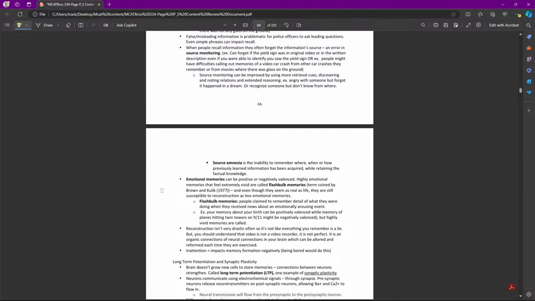So, emotional memories can be positively and negatively valenced. Highly emotional memories can feel extremely vivid and are called flashbulb memories. Even though they seem real as life, they are still susceptible to reconstruction and are less accurate than they feel. With flashbulb memories, people claim to remember details of what they were doing when they received news about an emotionally arousing event.